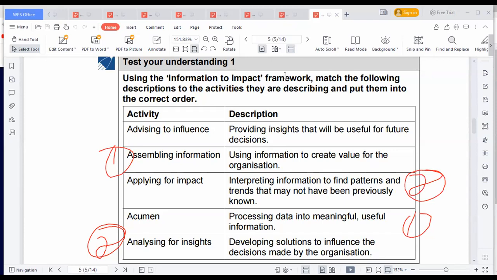What is the third activity? Advising to influence. Advice to influence, that is the third one. I agree with you there. So which one goes with advice to influence? Advice to influence. First one. Isn't it?